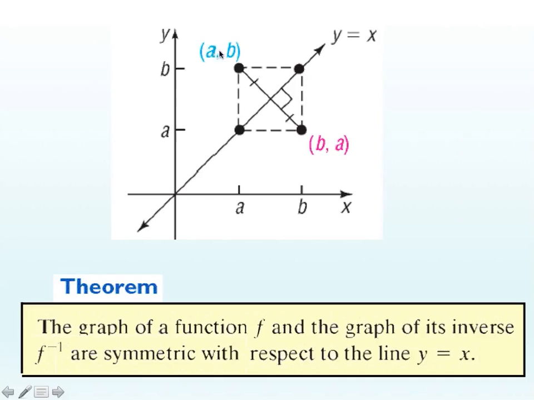Now, if we have a point (a, b) in an original function, our blue point here, if we wanted to find the inverse, we would just interchange those values. So we'd have (b, a). So we look right here. And if you actually take a look at this, if we took this point and we reflected it around the line y equals x, we would end up with this point over here. So what we can say is that the graph of a function f and the graph of its inverse, f inverse, are going to be symmetric with respect to the line y equals x.